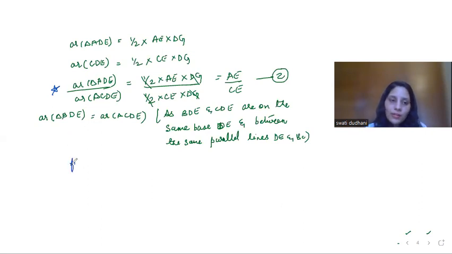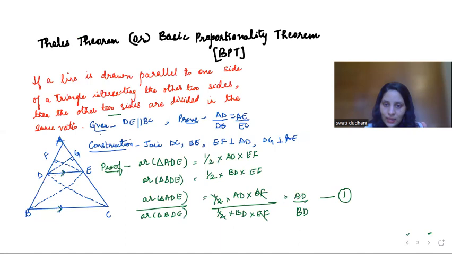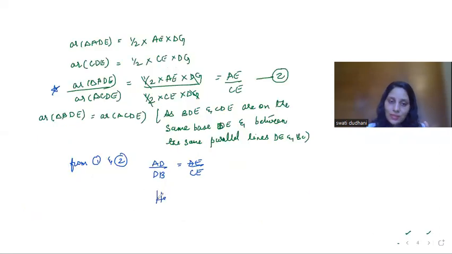So from 1 and 2, since the left sides are equal, ADE by BDE and ADE by CDE, both are equal, the RHS can be equated. So when we equate RHS, I get AD by DB is equal to AE by CE. This is what we need to prove. So we have proved AD by DB is equal to AE by EC, hence proved.